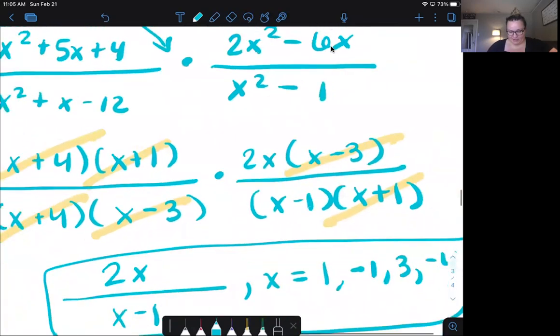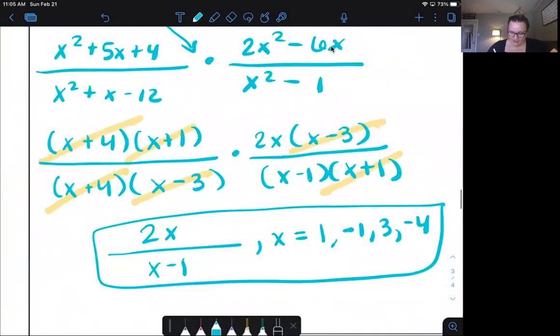Then I simplified what I could. So I saw that x plus 4 over x plus 4 cancels, x plus 1 over x plus 1, x minus 3 and x minus 3. So I'm left with 2x over x minus 1.